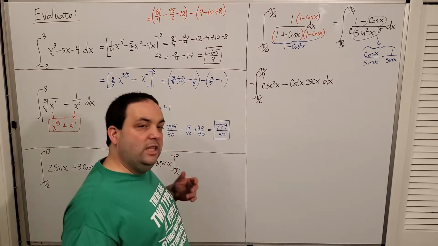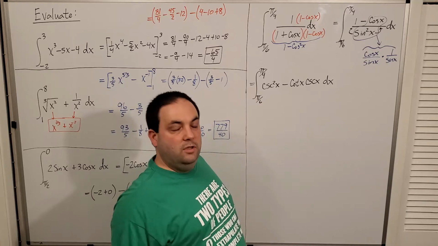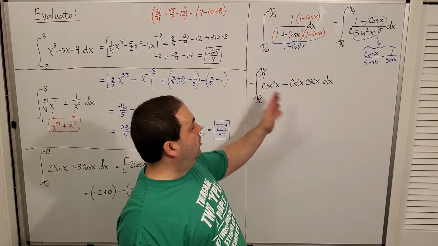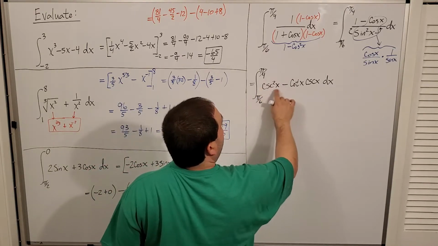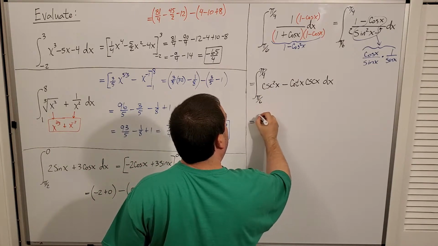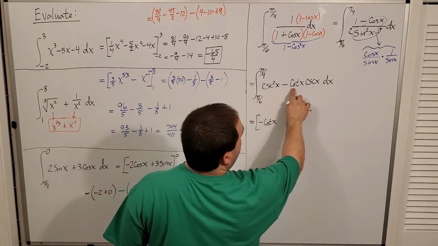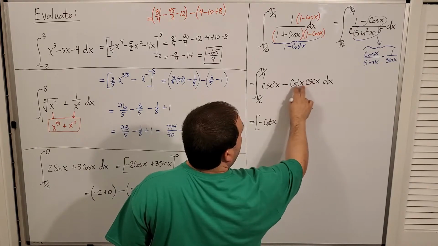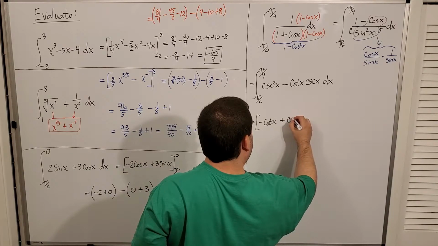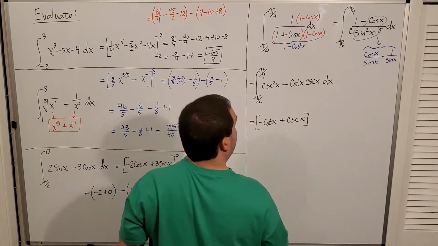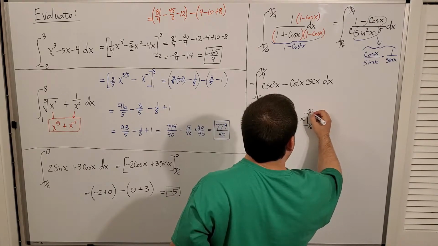And that's actually very lovely because both of those are derivatives of some of our trig functions. These are going to be straightforward antiderivatives. The antiderivative of cosecant squared is going to be negative cotangent x. And the antiderivative of negative cosecant cotangent of x is cosecant of x. And this is going to be evaluated from pi over 6 to pi over 4.